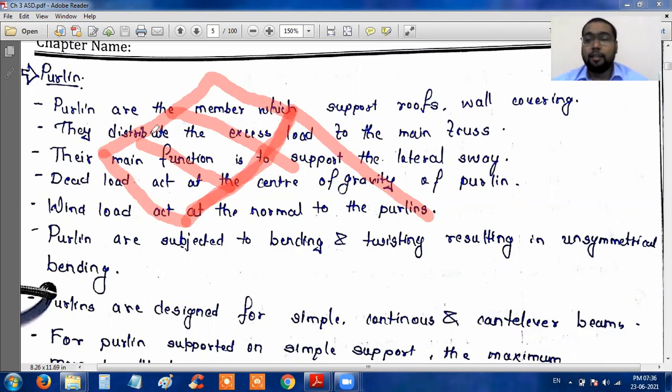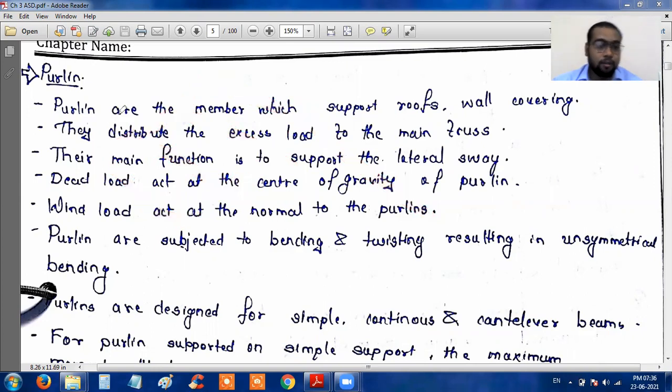Purlins are in angle section, or if the roof angle is higher than 10 degrees, then we will take the section of C section and I section. First, what is purlin? Then we will discuss the design steps of purlin.